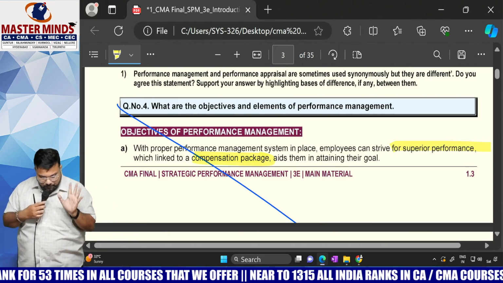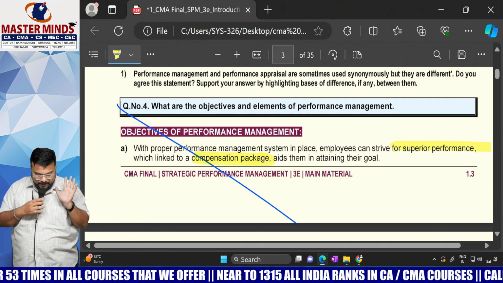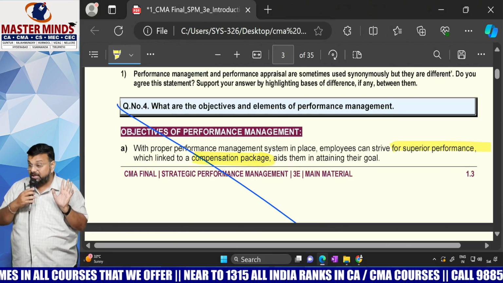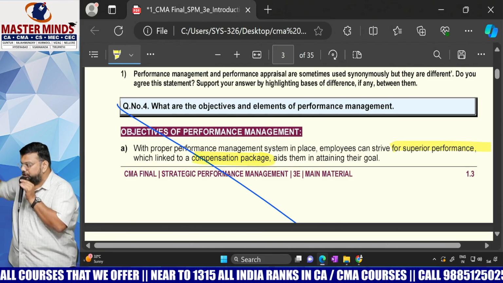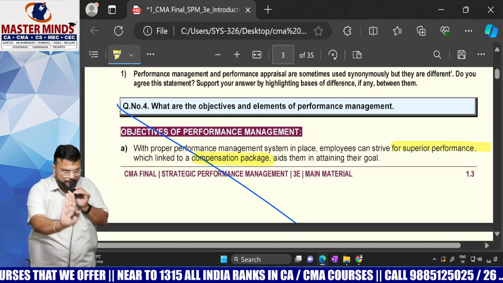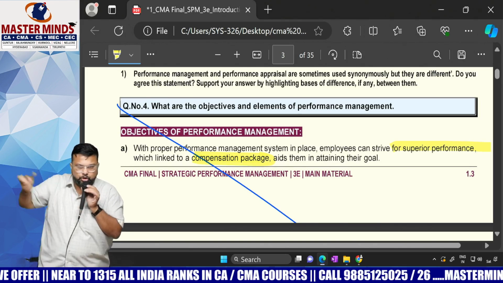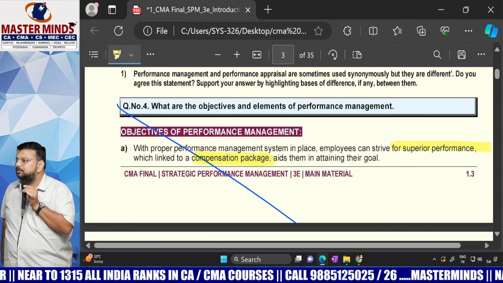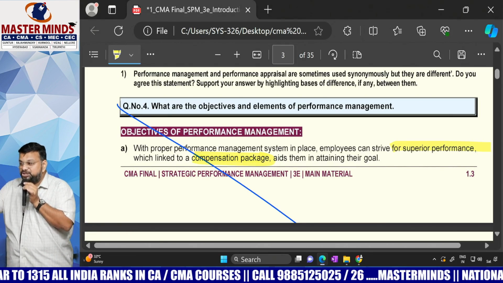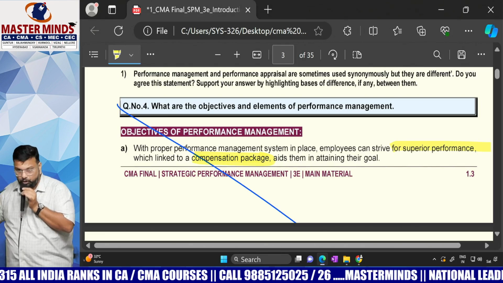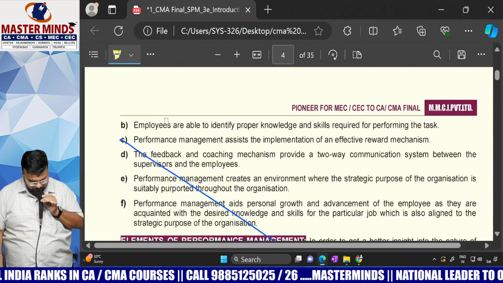Employees can strive for superior performance, which is linked with compensation package, aiding them in attaining their goal. You achieve this objective, we will pay you immediately. That means this bonus or this increment is linked to your performance. Whether you want to accept this challenge or not, tell me now itself. Next point.